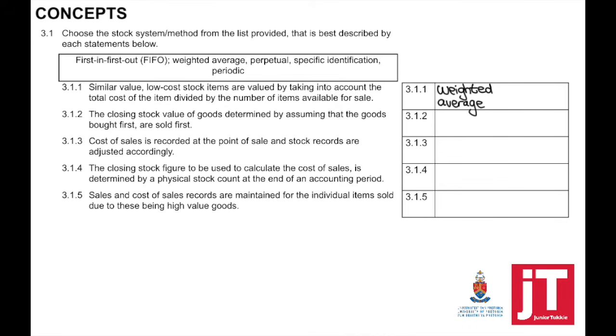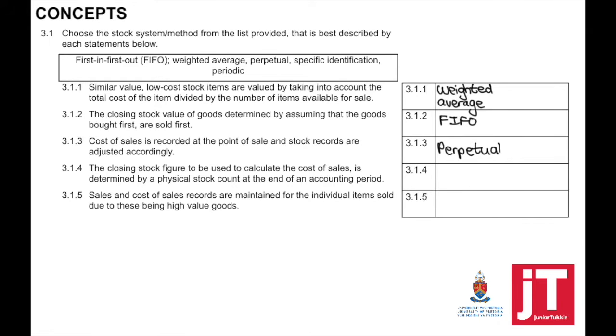Question 2. The closing stock value of goods determined by assuming that the goods bought first are sold first is FIFO, first in, first out. Number 3, cost of sales is recorded at the point of sale and stock records are adjusted accordingly. This is the perpetual inventory system, and another word for that is the continuous inventory system.